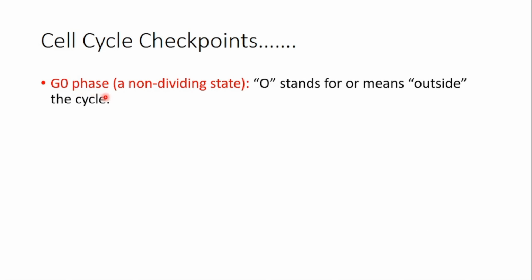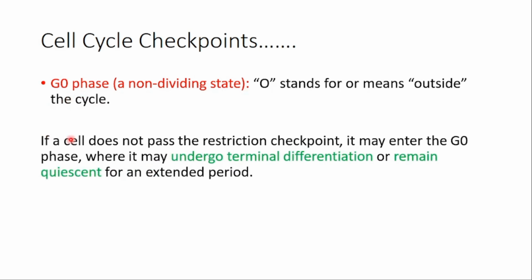The gap 0 phase, also called the non-dividing state, is the phase that is outside the cell cycle. And if the cell does not pass the restriction checkpoint, it may enter the G0 phase, where it undergoes terminal differentiation or remains quiescent.